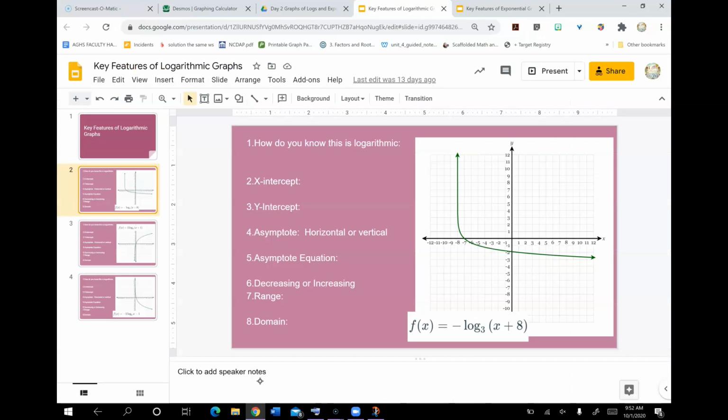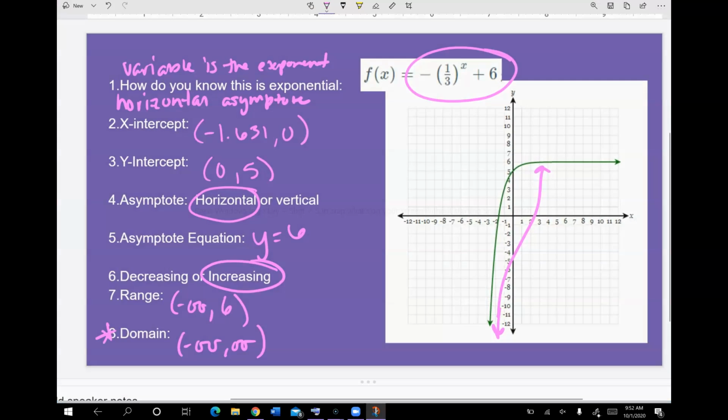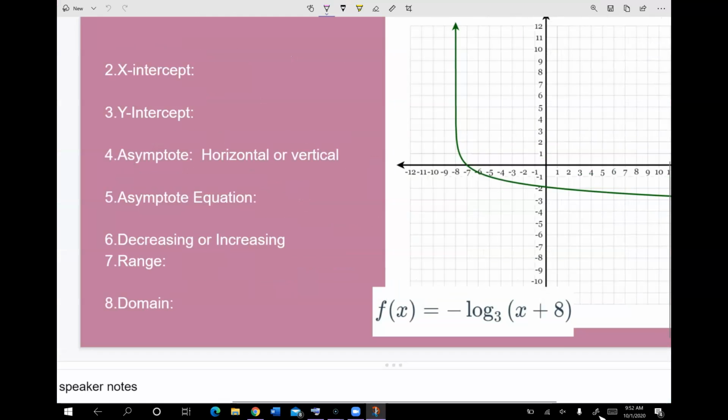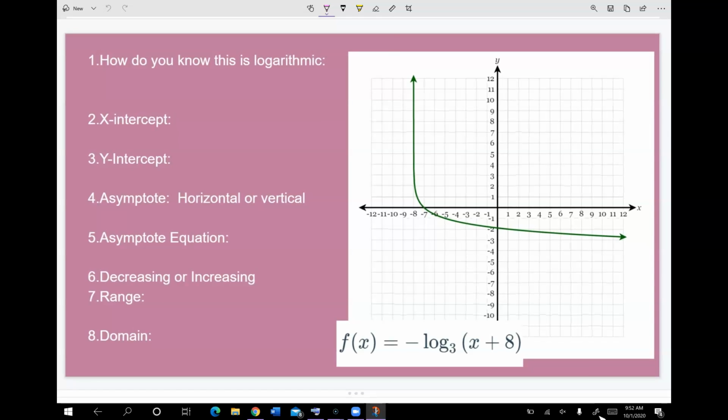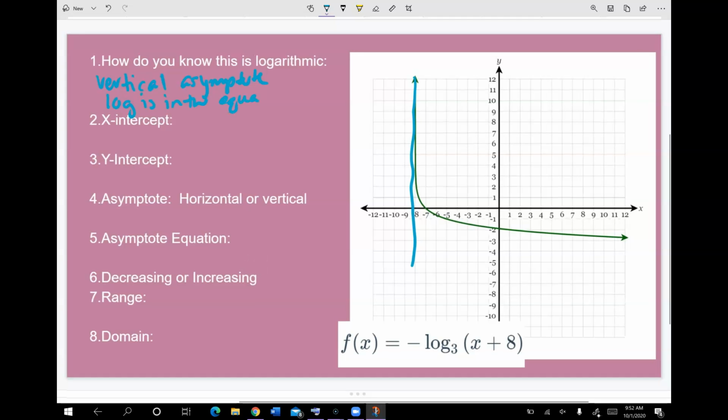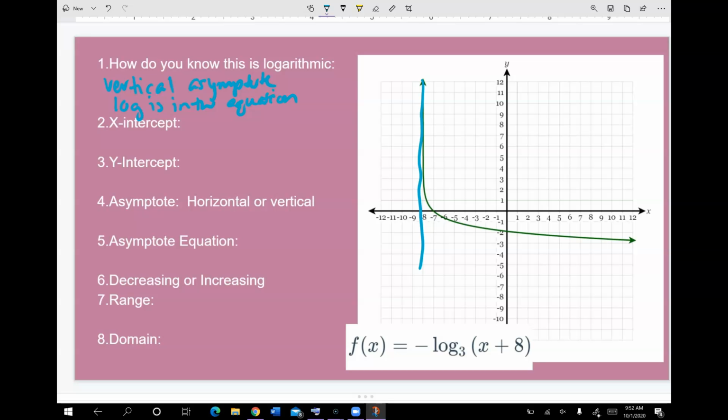Let's do a logarithmic one. All right, so this one is logarithmic. How do I know it's logarithmic? Because of where it flatlines. This one gets flat right here vertically, so it has a vertical asymptote. So I know this is logarithmic because it has a vertical asymptote. Also, log is in the equation. So there are two answers for this one also.